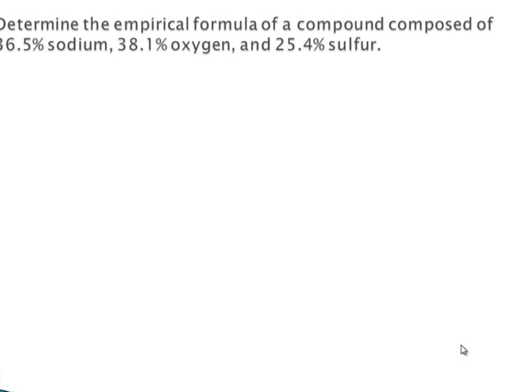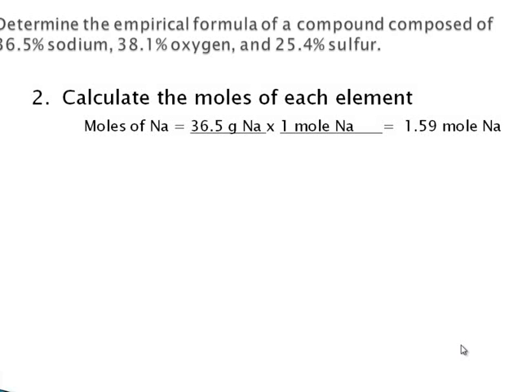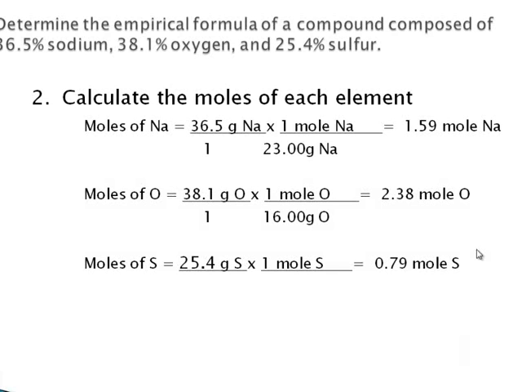Then, if I know the mass of each element, I can calculate the moles for each element. And what I do is I use factor label, so 36.5 grams of sodium times 1 mole of sodium over 23 grams of sodium gives me 1.59 moles of sodium. I do the same thing for oxygen, and I end up with 2.38 moles of oxygen. Do the same thing for sulfur, and I end up with 0.79 moles of sulfur.